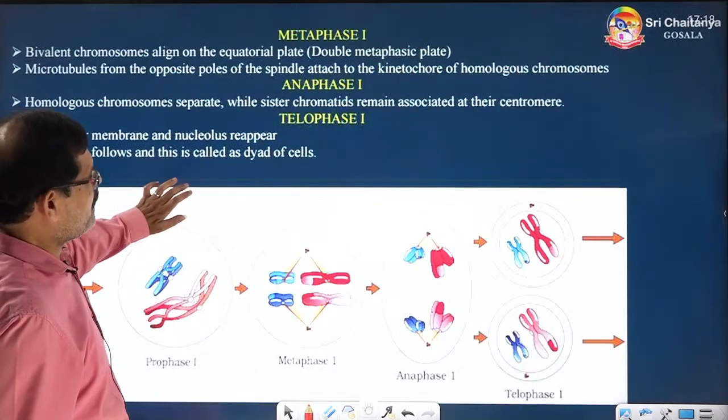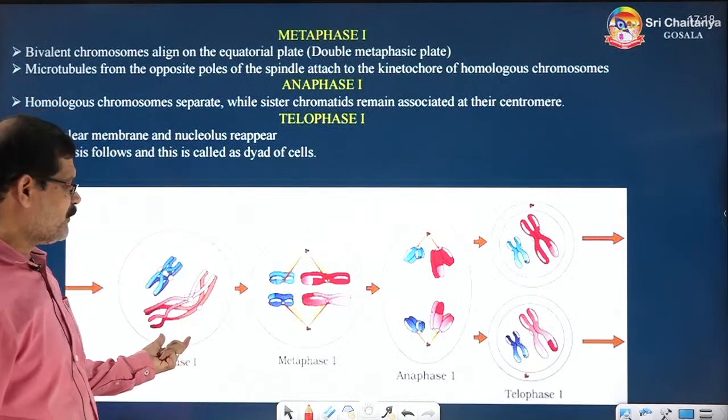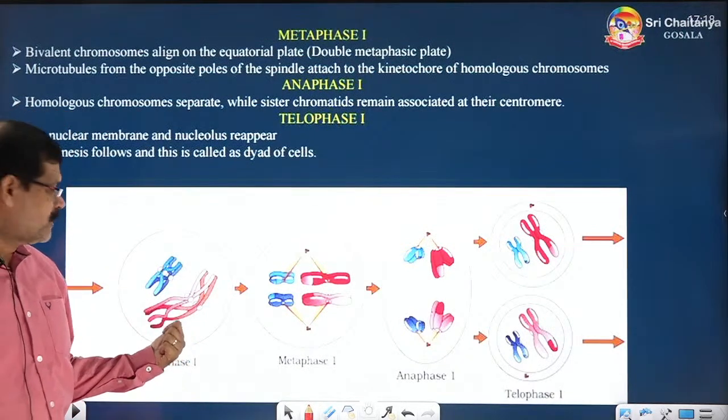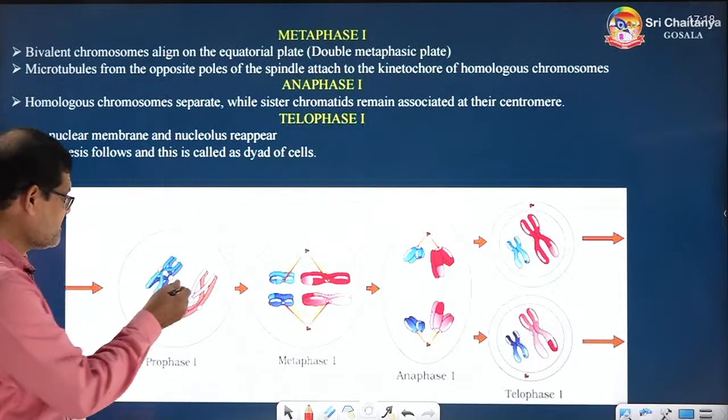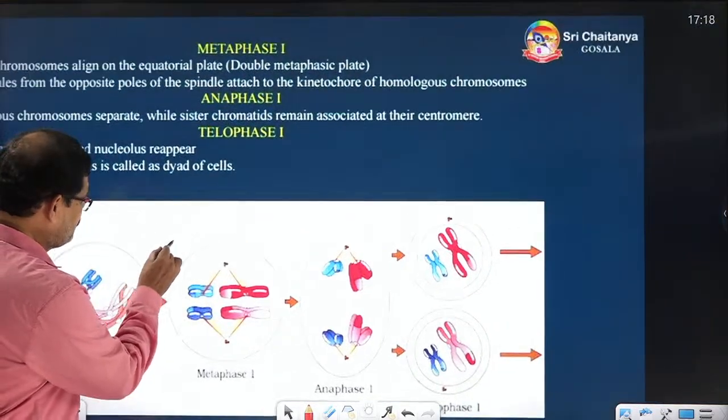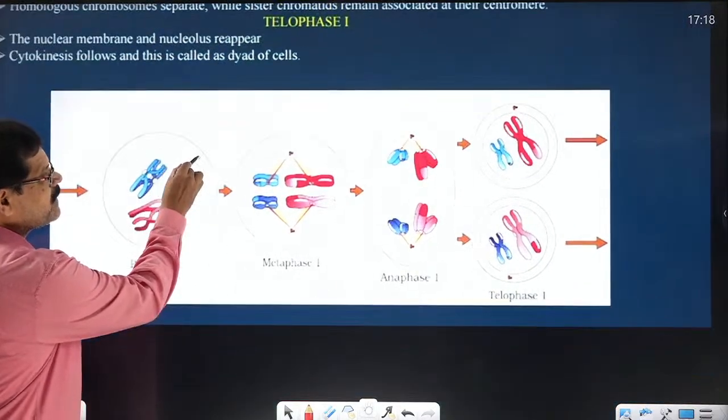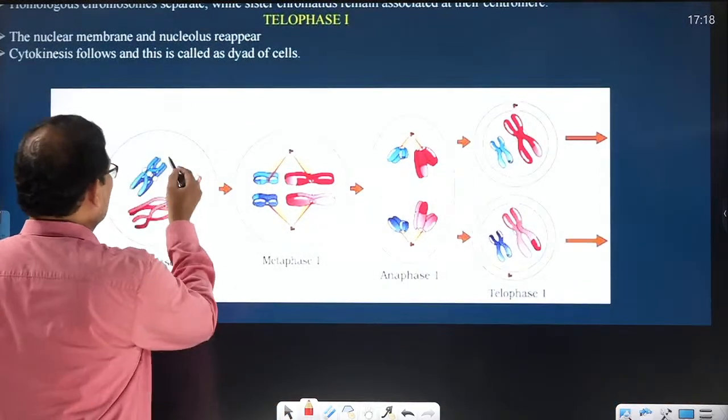See here, the diagram is given. This is the first one, the prophase one. Prophase one. See here the combining is taking place. You can check it in this diagram. What is happening here?